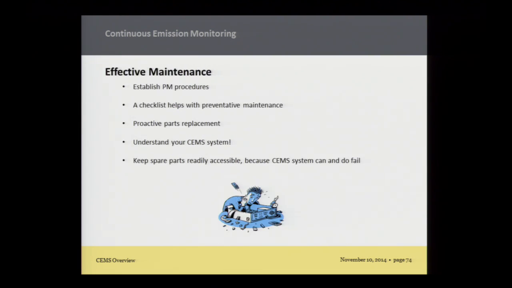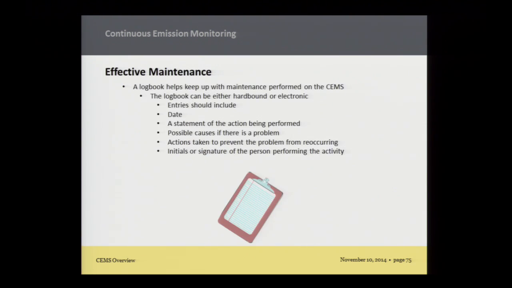Effective maintenance establishes PM procedures. It's a checklist maybe that can help with preventative maintenance. It's proactive parts replacement, and it's understanding your CEMS system. That's what we like to tell people: if you understand it, then you're probably doing effective maintenance on it. And it's also keeping spare parts readily accessible, because CEMS systems can and do fail.